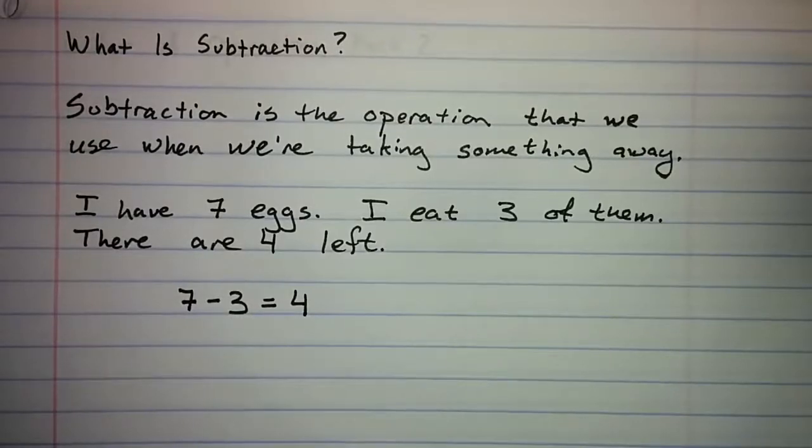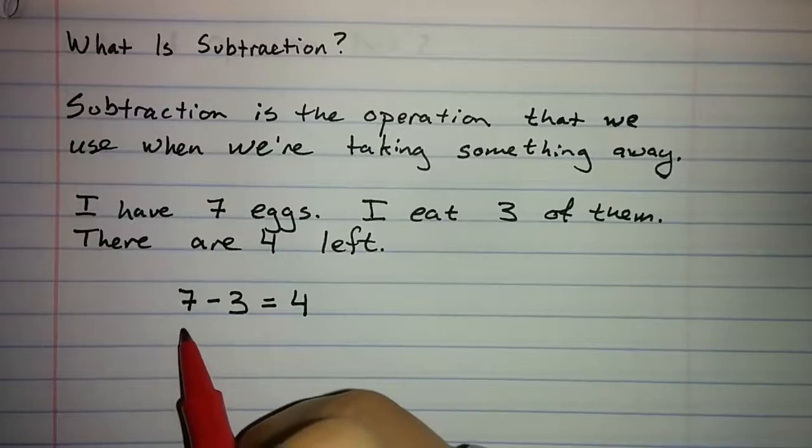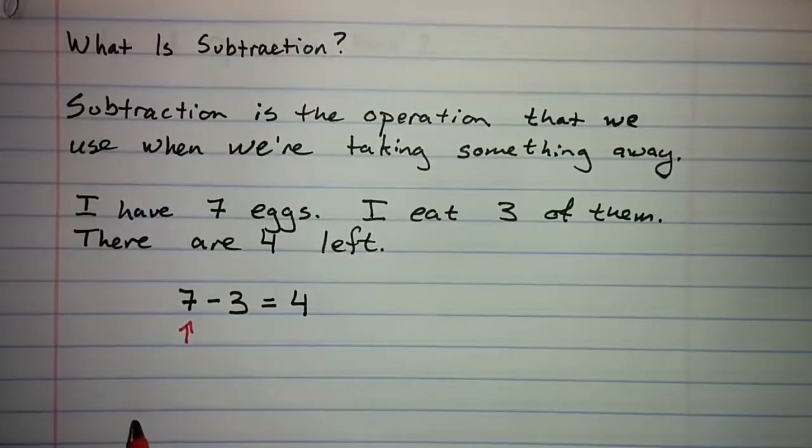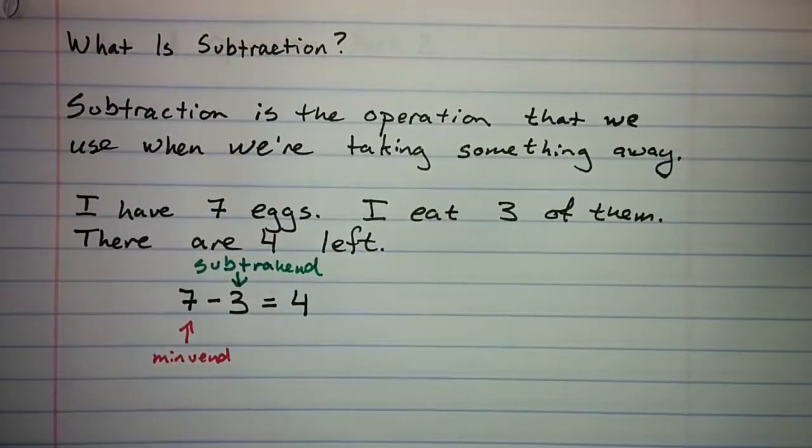Now the parts of a subtraction sentence have names. The first number, the number we start with, is called the minuend. The second number, the number we're taking away, is called the subtrahend. And the third number, the number that we get as a result, is called the difference.